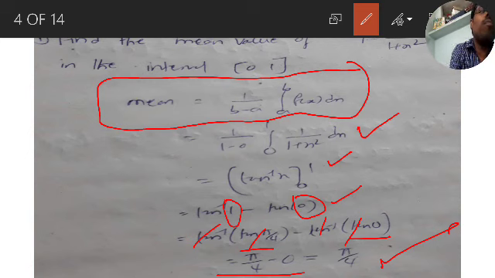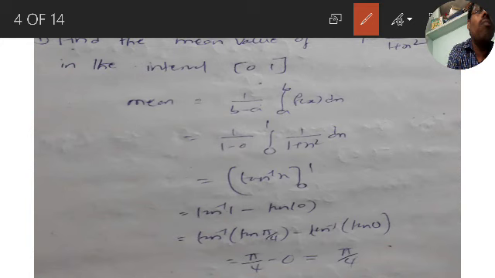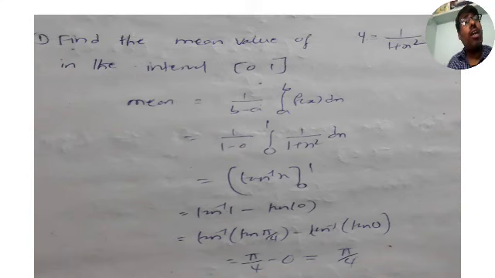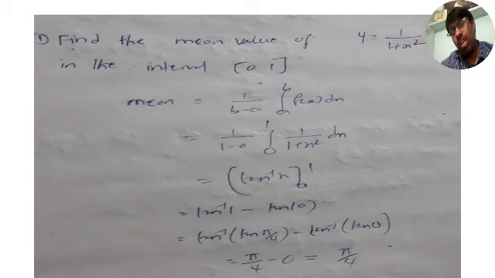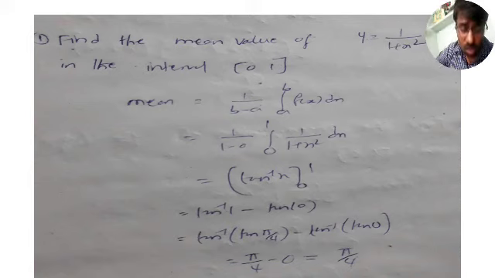This is a very simple problem. So by this, you are able to get clarity. So what is mean value and how to calculate the mean value? One more application of definite integral is finding the mean value of a function over a given interval. The formula is: mean value is equal to 1 by b minus a, integration a to b f of x dx.